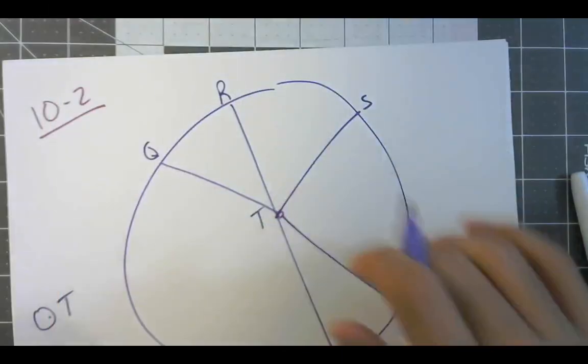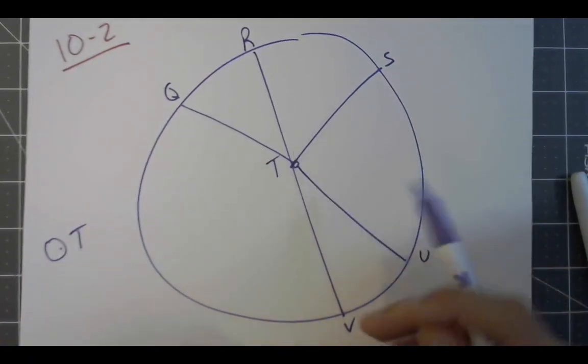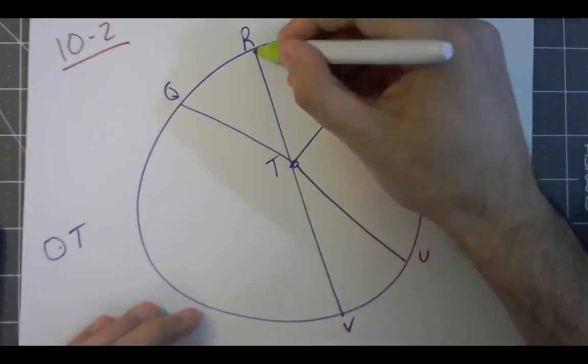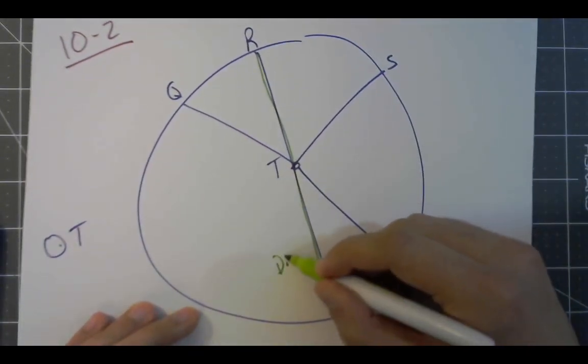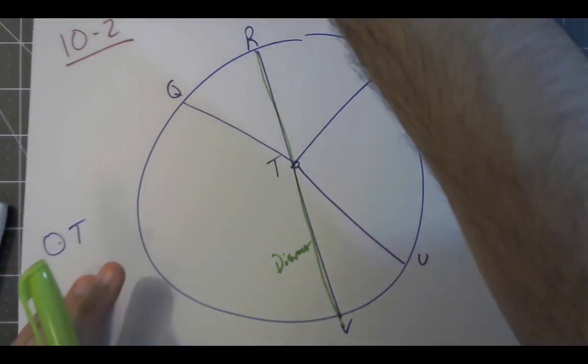Let me just, we can get rid of that for a second. And so we just have this. We have circle T. You have one diameter, R to V. This is a diameter. The other ones are not. You could get pretty close, but they are not. So let's go back to the problem.